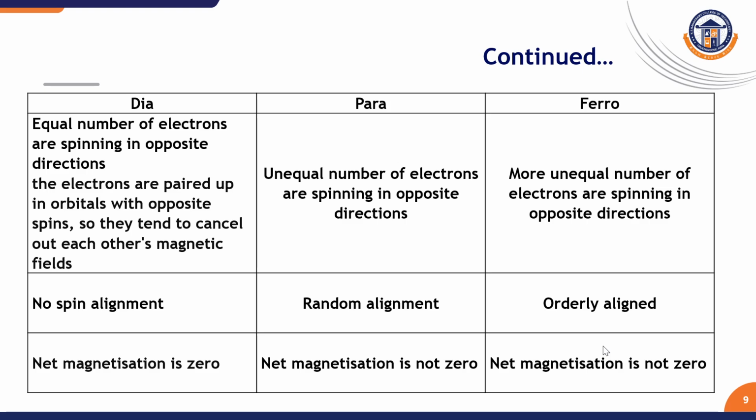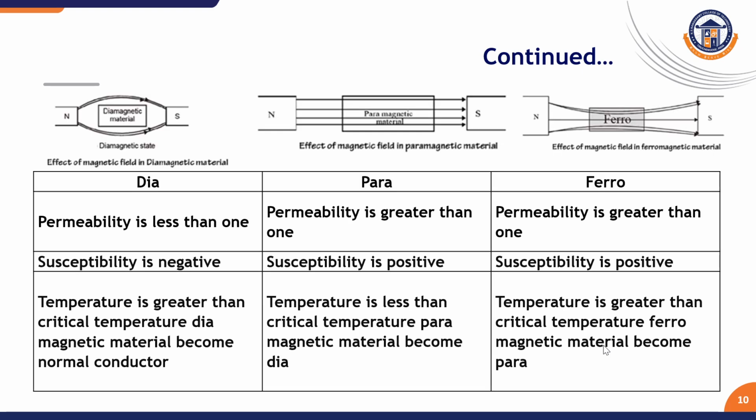It is also important to note the effect of temperature. For instance, when a ferromagnetic material is heated above a certain temperature, called the Curie temperature, it loses its ferromagnetism and becomes paramagnetic. Similarly, if the temperature is less than the critical temperature, a paramagnetic material becomes diamagnetic, and if the temperature is greater than the critical temperature, a ferromagnetic material becomes paramagnetic. This is about the classification of magnetic materials.